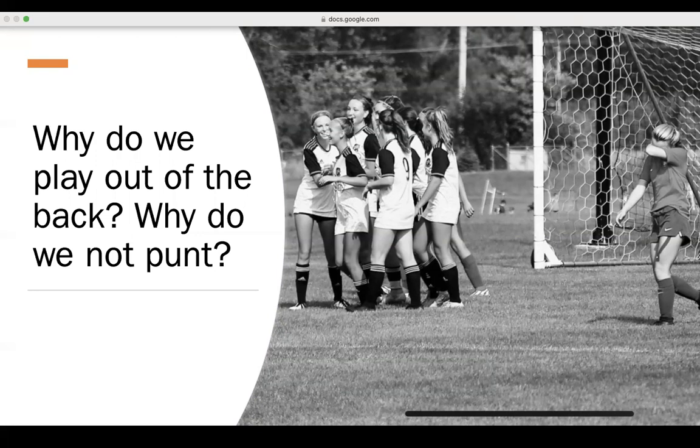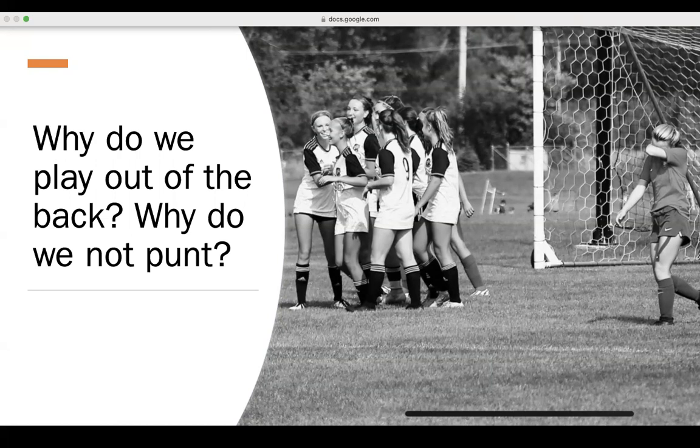The punt is there for a reason. If we're getting a lot of pressure on our backs and we're continuously playing out and they're continuously pressing, we do want to relieve that pressure by playing up and playing over them. But that's a last resort. So the reason we don't punt is that we're trying to get the ball on the ground. We're very skillful and technical. Teams that play big ball, kickball, those are teams that don't have the skill level.